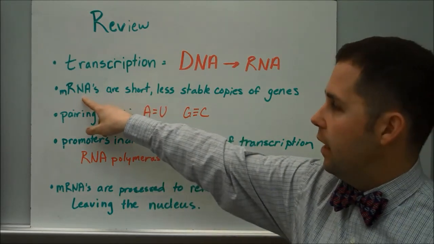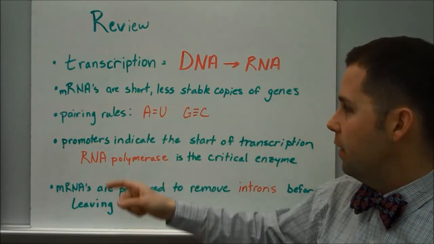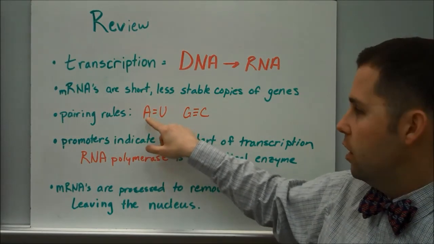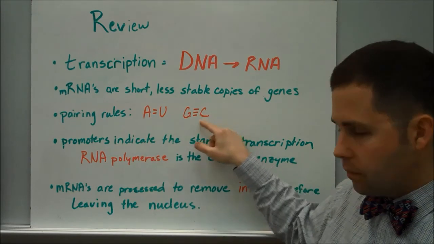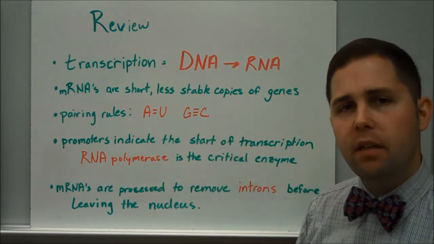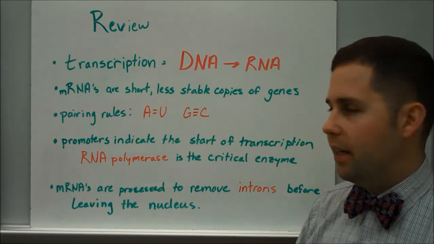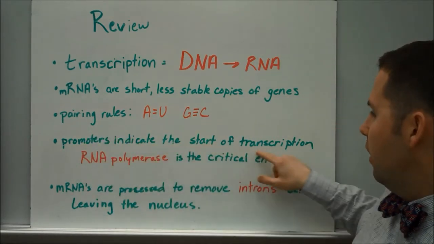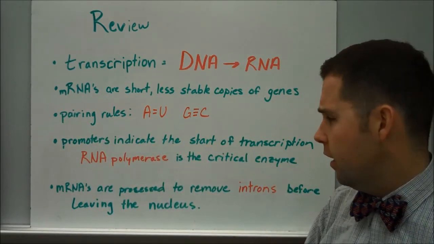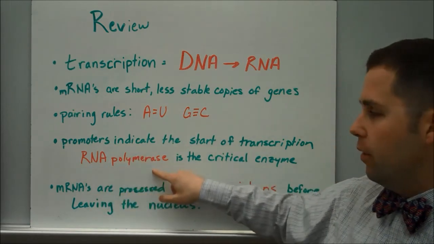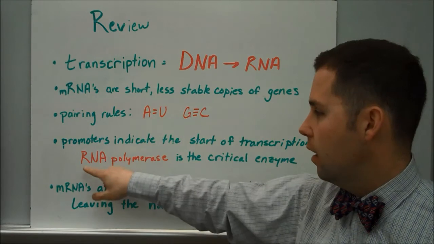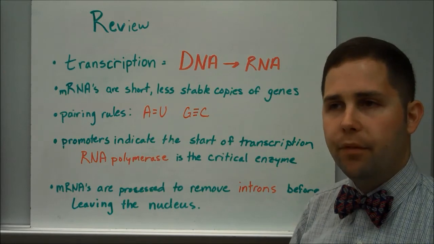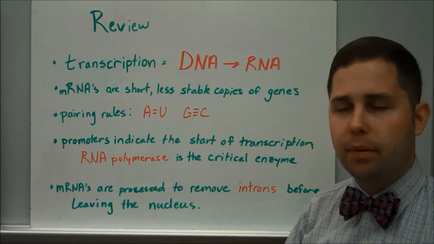The pairing rules when mRNAs are made during transcription are different. G to C stays the same, but now adenine pairs with uracil. So A to U, G to C. When you actually get into the process of transcription, what happens is that the DNA strand opens up. There are sequences known as promoters. These promoters indicate the start of transcription, a place where transcription should start. And at this promoter, RNA polymerase, which is the enzyme that polymerizes RNA strands, is the critical enzyme that makes the RNA. It moves 3' to 5' while creating a 5' to 3' mRNA.